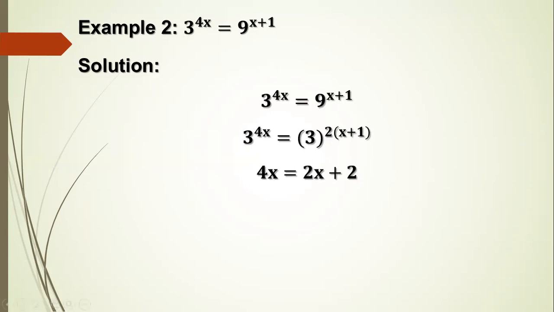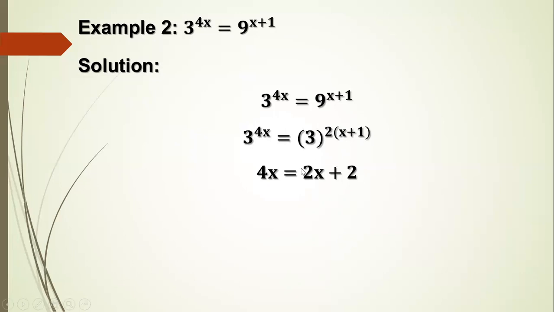And since we have the one-to-one property of exponential function, so meaning to say, pareho na ng base, eliminate na natin, and then copy the exponents. So we have 4x equals, and then don't forget we have to simplify this exponent. So 2 times x, or using the distributive property of equality, so we have 2 times x, 2x, and then 2 times 1 is 2.